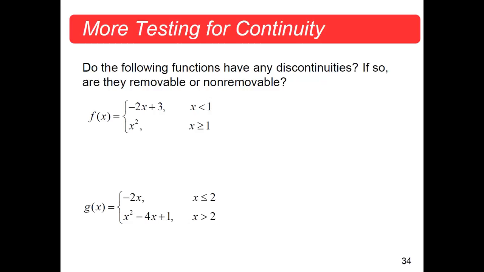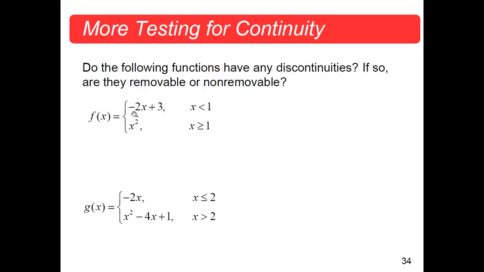Let's look at 2 piecewise, and then we'll call it a day. Now, with these, it says, do the functions have any discontinuities? If so, are they removable or not? All right, so we know that this linear function here is defined for all real numbers. It's continuous. Now, we're only considering that over this domain.